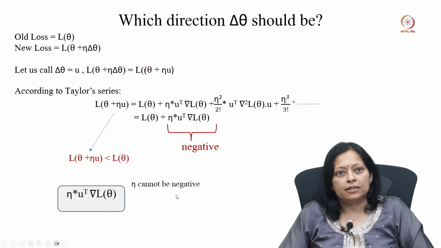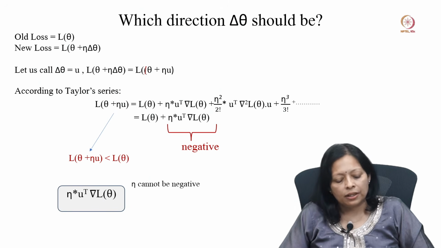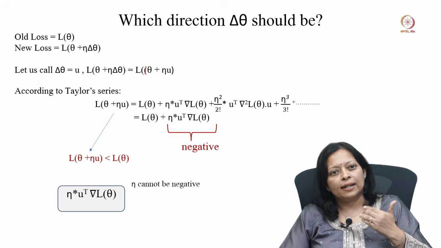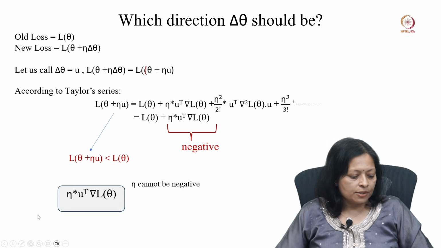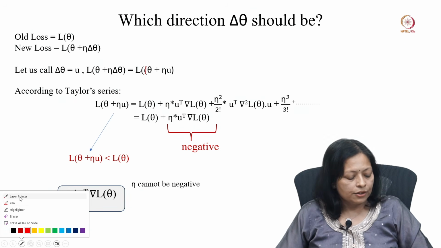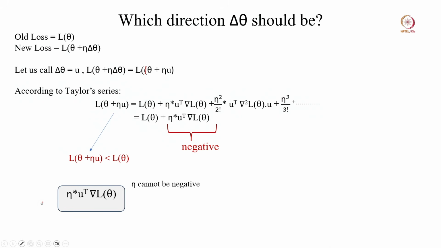Here, eta cannot be negative. Now, why eta cannot be negative? If we go back and look into what exactly my eta was, it was basically nothing but the small change that I was doing in the direction. So, this was my theta's direction, and this was my eta into delta theta. Now, if I make eta negative, the direction will change, which I do not want. Okay. So, this I do not want. So, I cannot make eta to be negative.